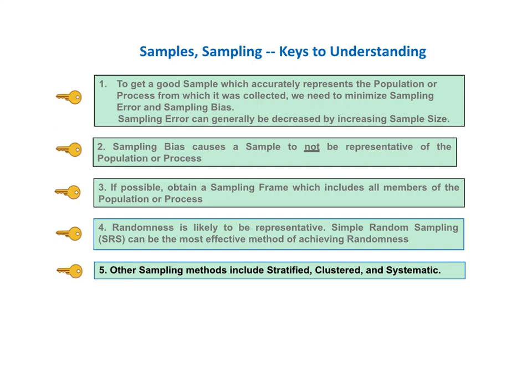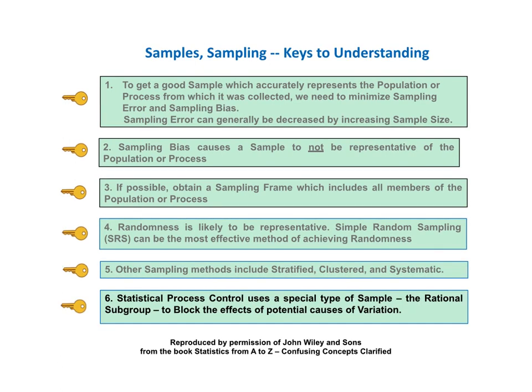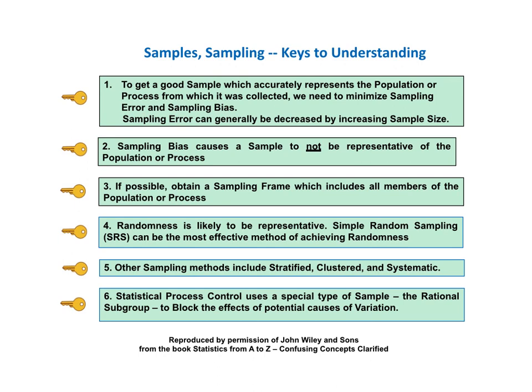The fifth key to understanding says other sampling methods include stratified sampling, clustered sampling, and systematic sampling. The sixth and final key to understanding says statistical process control uses a special type of sample, the rational subgroup, to block the effects of potential causes of variation. And here on one page are the 6 keys to understanding the concept of samples and sampling. You may wish to pause the video at this point and read them all together.